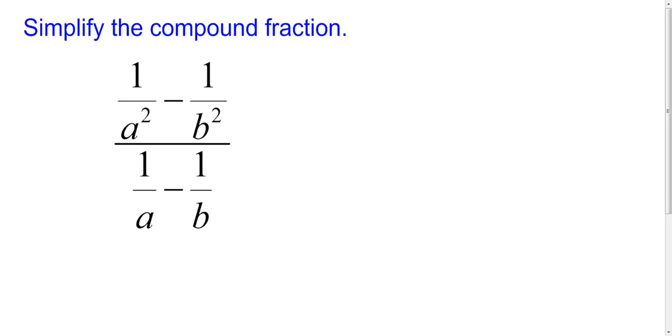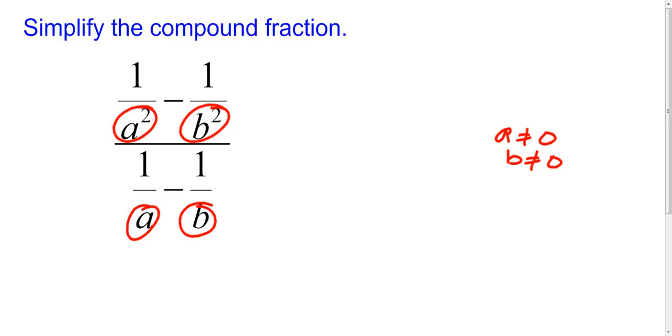And the very last thing. Down here, I can't have a 0 in the denominator, so a can't be 0. Right here, b can't be 0. And same thing here: a couldn't be 0 here, and b couldn't be 0 here. So just so you know. Same kind of thing. You're going to multiply this out.